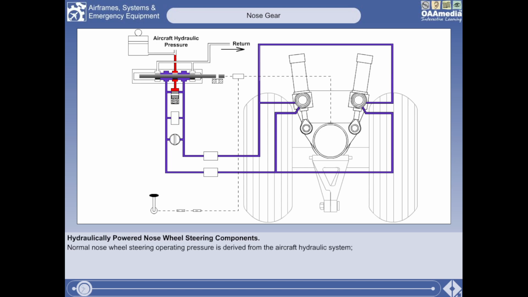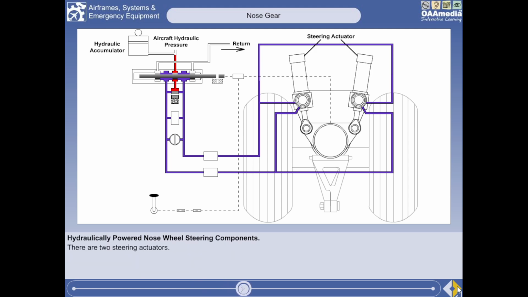In hydraulically controlled nose wheel steering systems, the operating pressure is derived from the aircraft hydraulic system. In the system shown here, hydraulic pressure is supplied from the same line that lowers the landing gear, so steering is only available when the gear is selected down. In some aircraft, a limited emergency supply may be provided by a hydraulic accumulator.